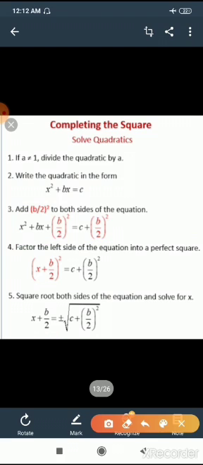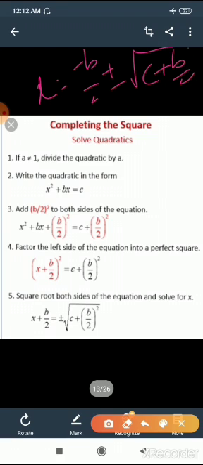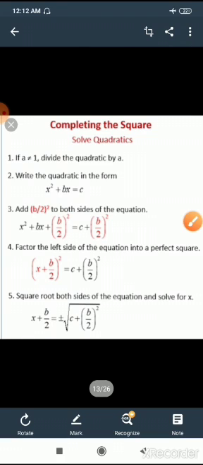Now to get the x value, you can bring this b by 2 to the left side. Then how do you get the x value? x is equal to minus b by 2 plus or minus square root of c plus b by 2 whole square. So in this way you can get two values for x, with plus one value and with minus another value.